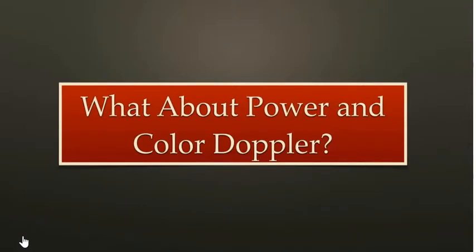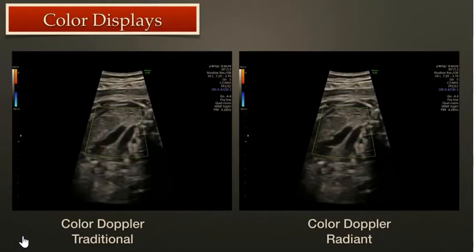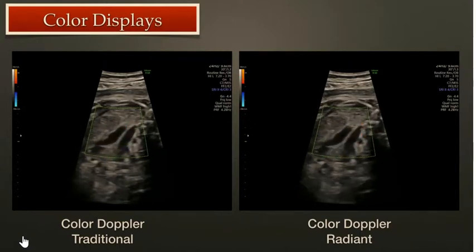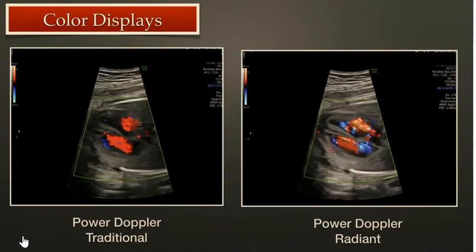What about power and color Doppler? This illustrates a traditional color Doppler display of the tracheal view on the left and radiant flow on the right. As mentioned previously, radiant flow provides a three-dimensional view of blood flow, which will be illustrated in the following slides. This illustrates the four-chamber view with traditional power Doppler on the left and radiant power Doppler on the right.